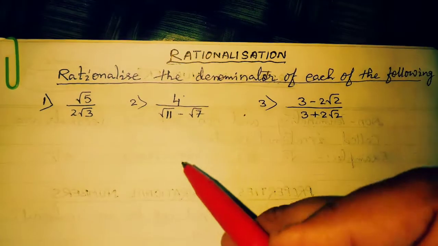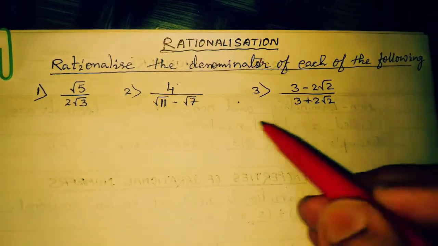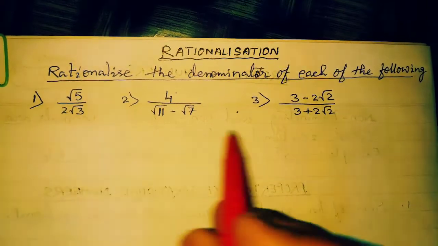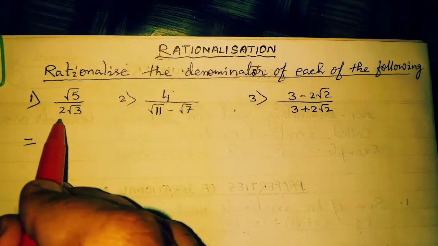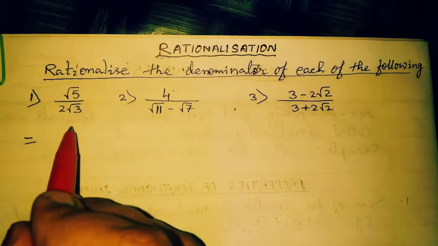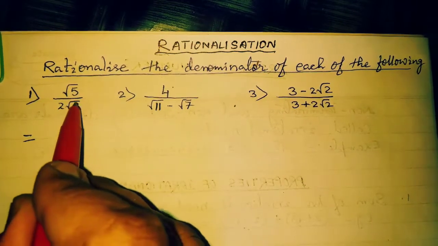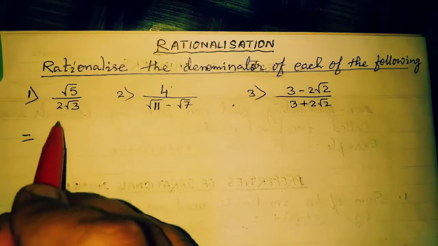Now we solve how to rationalize the denominator of each of the following numbers. So see here student, I will solve a few questions only. How to rationalize the denominator of these three questions. The first question is given: root 5 by 2 root 3. Before solving this, rationalize means remove the root, that means convert the irrational number into a rational number. So here the number is 2 root 3.